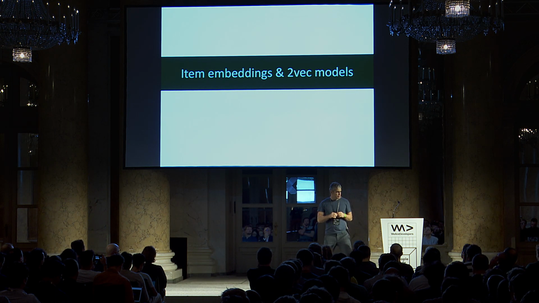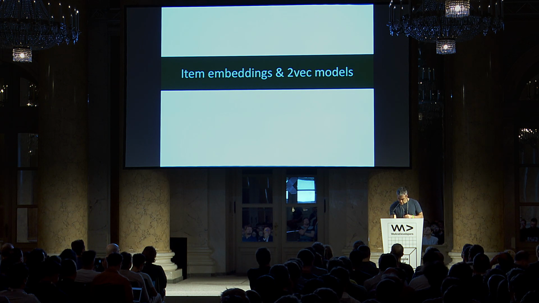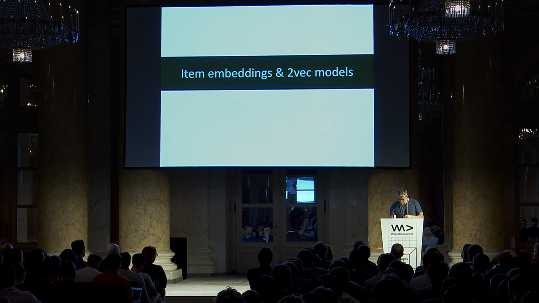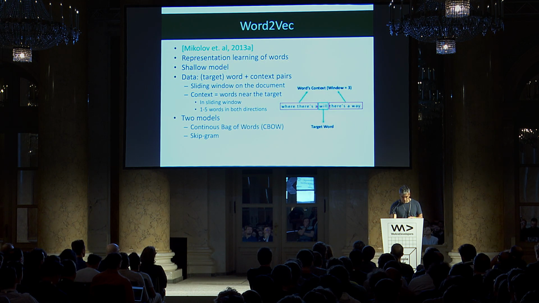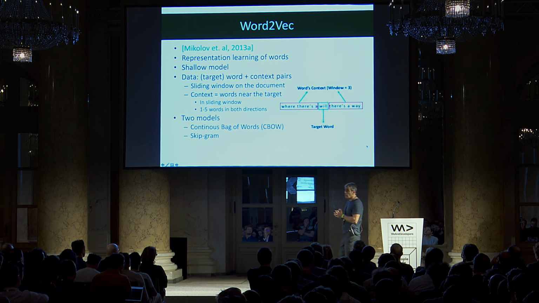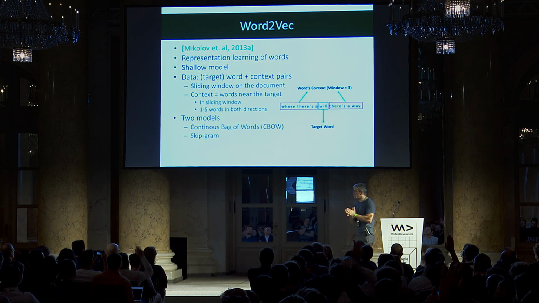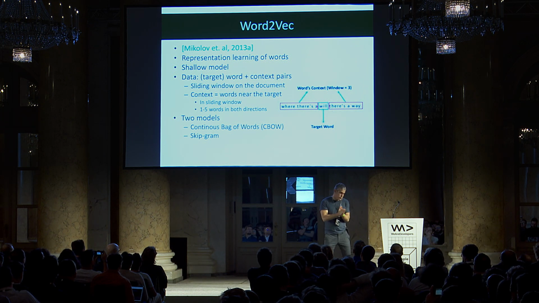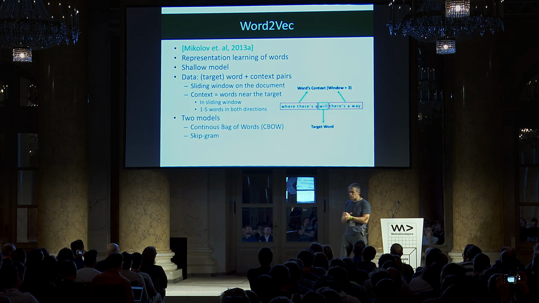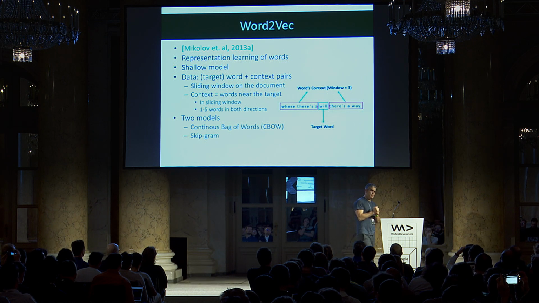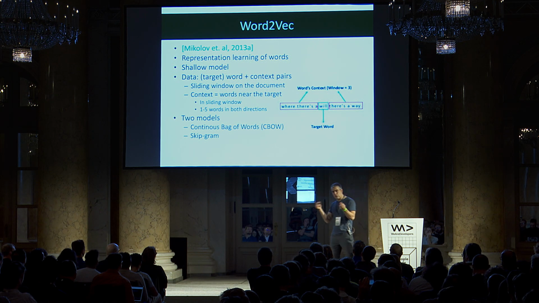The first, as I mentioned, the first area where these techniques are used is item embeddings and Word2Vec models. So how many of you know about Word2Vec? OK, quite a few, but I'll give a brief introduction. Word2Vec is a deep learning technique, or a neural network technique, because it's actually not that deep, to learn embeddings of words that have certain properties.